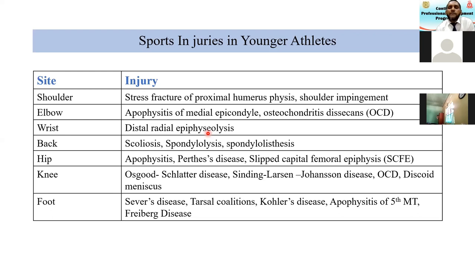The other condition in the foot is an apophysitis of the fifth metatarsal, at the attachment of the peroneus brevis, where recurrent traction can present with an apophysitis. And Freiberg disease is an osteochondrosis affecting the metatarsal heads. These are the conditions which involve the foot.